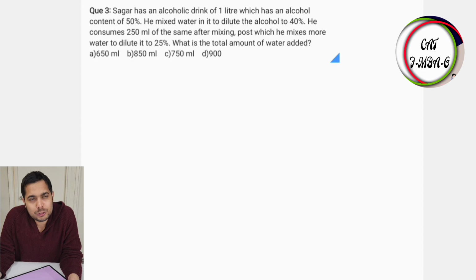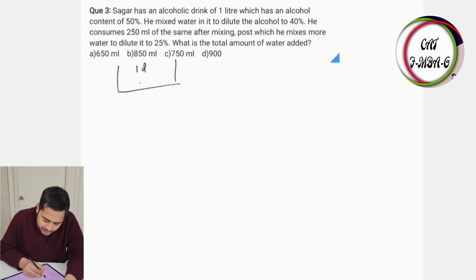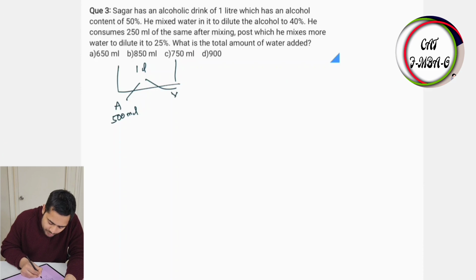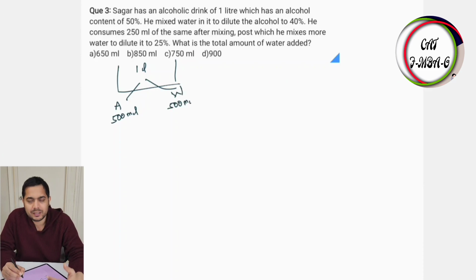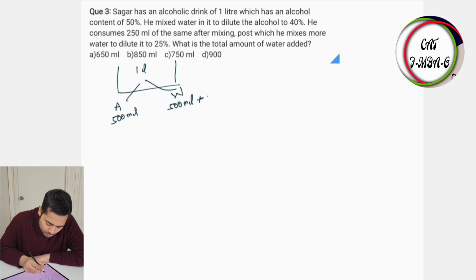So this question is also a very good mixtures question. Here we are not going to use the alligation concept, but this question will improve a lot of concepts for you. So let's see how we are going to solve it. Here Sagar has an alcoholic drink of 1 liter, and in it the alcohol concentration is 50%. That means alcohol is 500 ml and water is 500 ml. Now he mixes a certain amount of water in it so as to reduce the concentration of alcohol to 40%. So let us assume he mixes x amount of water.